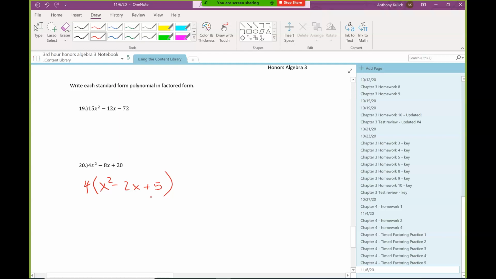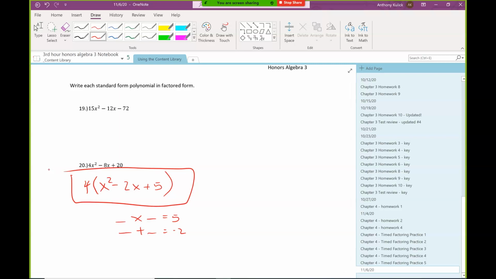Good with that? Then I'll look for the two numbers that multiply to give me 5 and add to give me -2. There's no two such numbers, so that's as good as I can do. Yep, that's as far as you can go. Yep. That's our answer. So this is good.